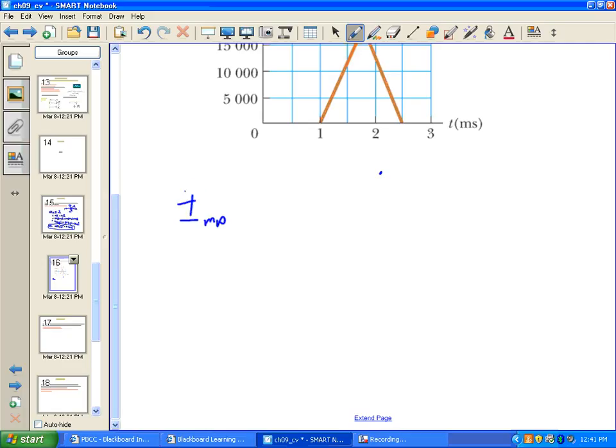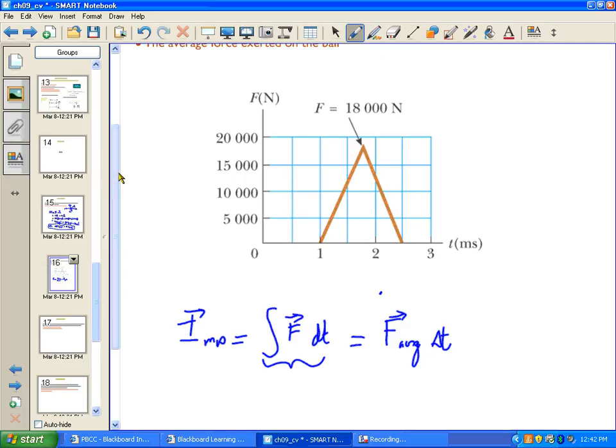We said impulse can be written as the integral of f dt. It is a vector, but it can also be expressed as f average times delta t. Now what we have here in this graph is a curve of f, which is bounded by the horizontal axis.